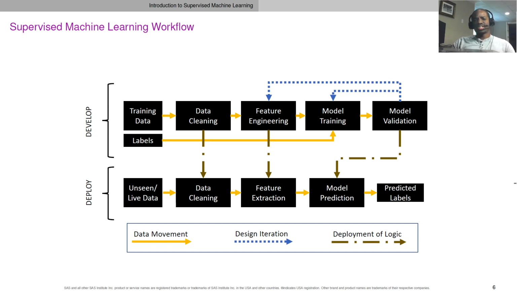Along the bottom are steps taken to deploy the machine learning model. These steps must be automated, and the pipeline that was developed can now be used to draw insights and make predictions about new and unseen data. Next, I'll show a couple standard types of machine learning models, which are implemented using SAS Viya in the demo to follow.